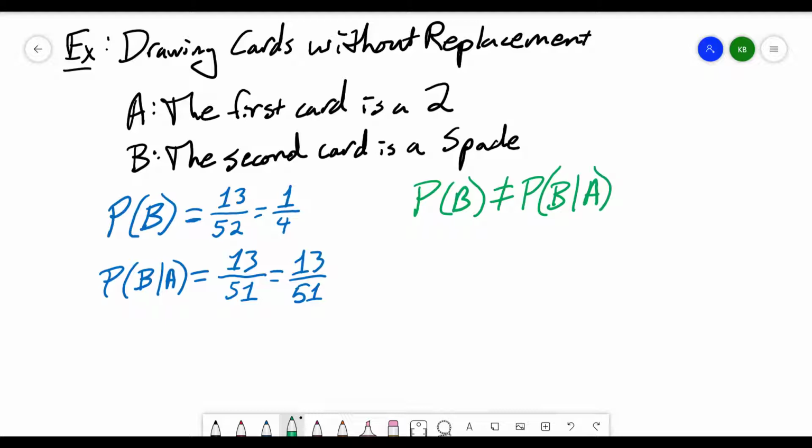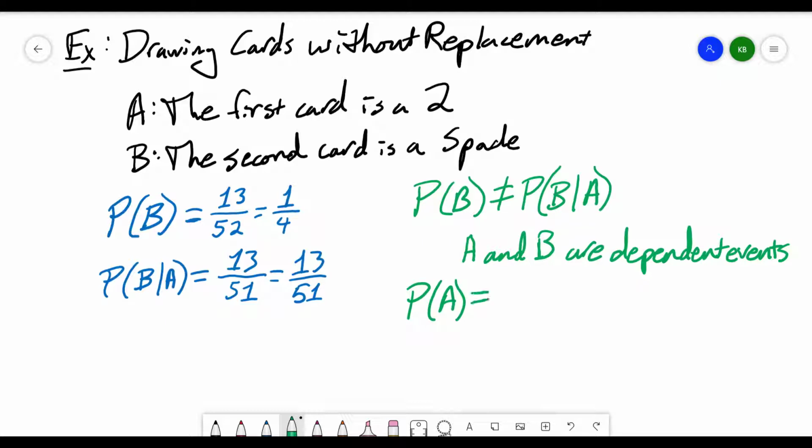Right? Whenever this is the case, so whenever I don't satisfy my definition of independent, this means that A and B are dependent events. And it also could be that I see that the probability of A is not equal to the probability of A given B. And if that's the case too, then A and B are dependent events.